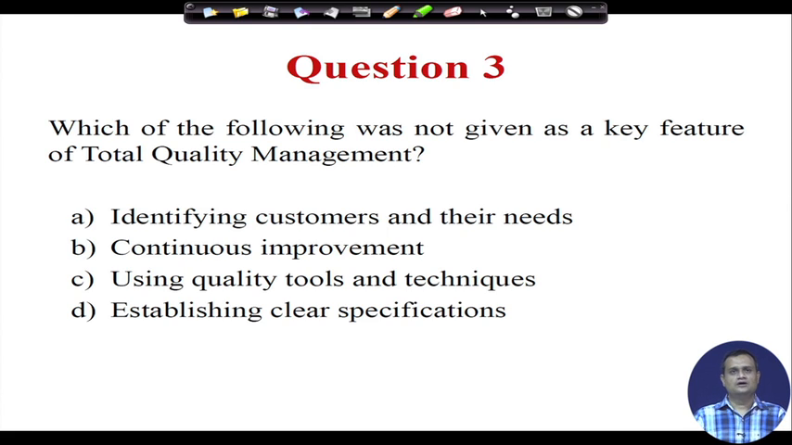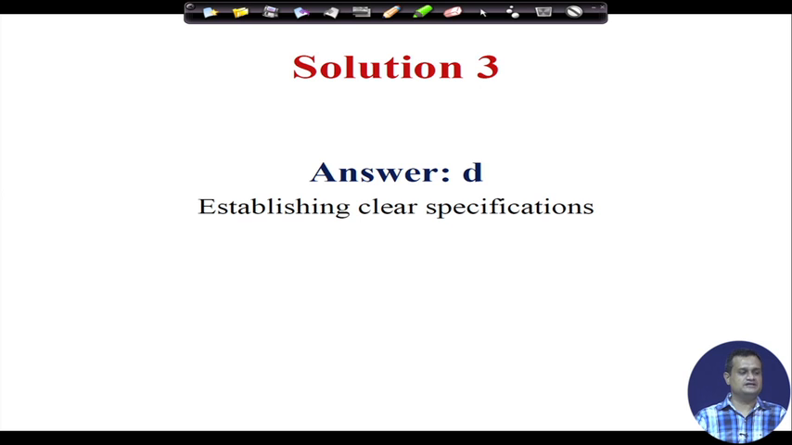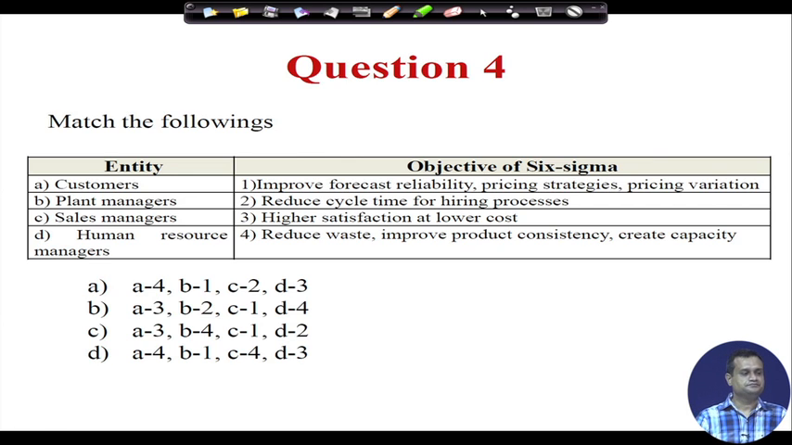Question 3. Which of the following was not given as a key feature of total quality management? A, identifying customers and their needs, B, continuous improvement, C, using quality tools and techniques, and D, establishing clear specifications. So, the correct answer for question 3 is D, establishing clear specifications.